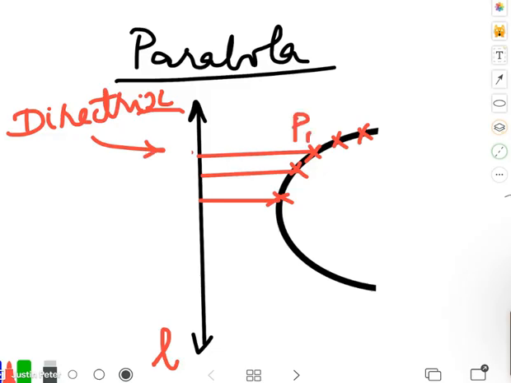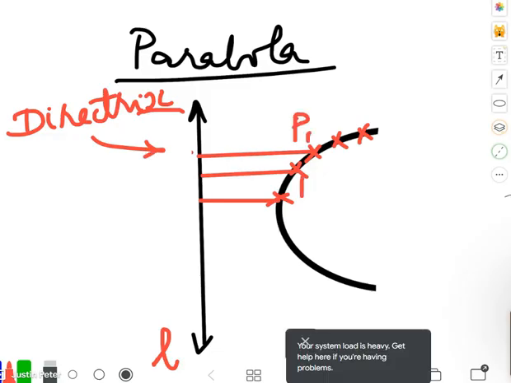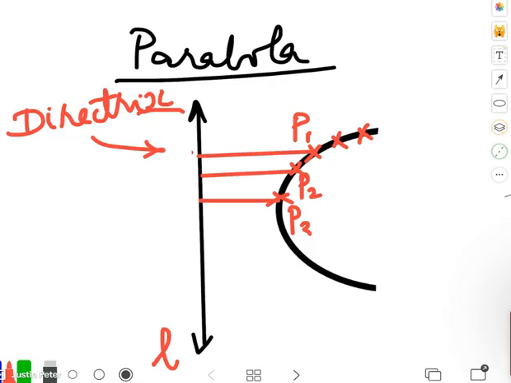Now let's take these points, call them P1, another one is P2. Let's say this is P3. And say you have a fixed point called the focus.